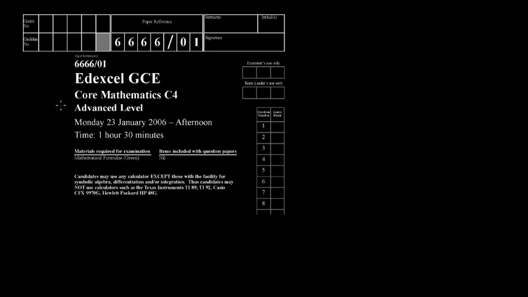This is C4 Jan 2006. We'll go through the entire paper very quickly. We'll look at the mark schemes and the examiner's report to get familiar with the paper, so that the next time you do a paper you understand the pattern. Let's start from question number 1.